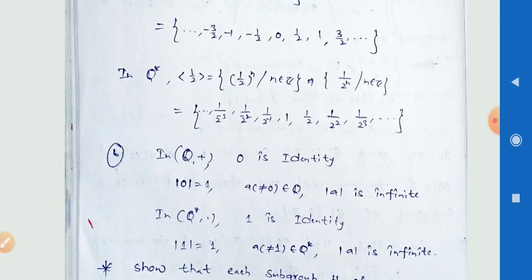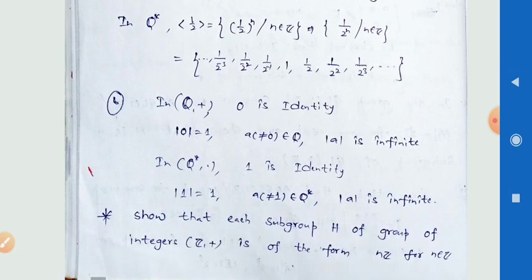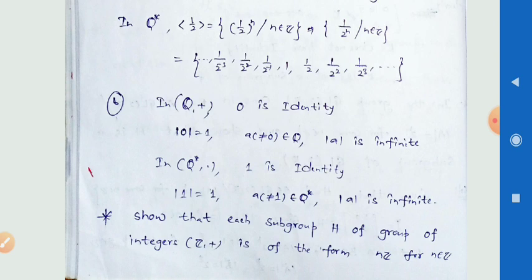Here, for any element in Q comma plus, we get the order of the element is infinity. And in Q star comma dot also, any element's order must be infinite. Okay, now another problem.